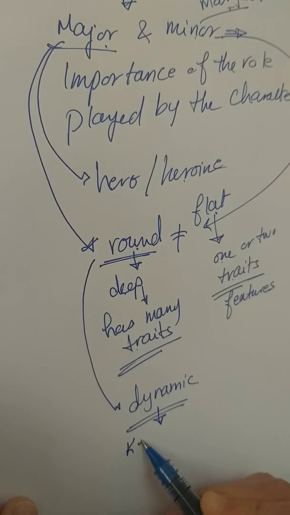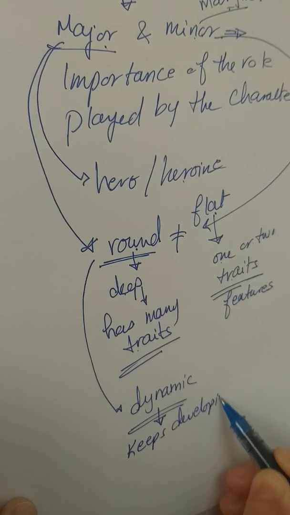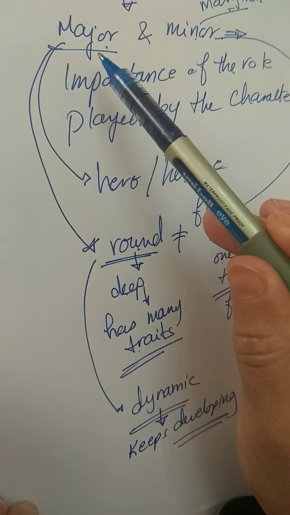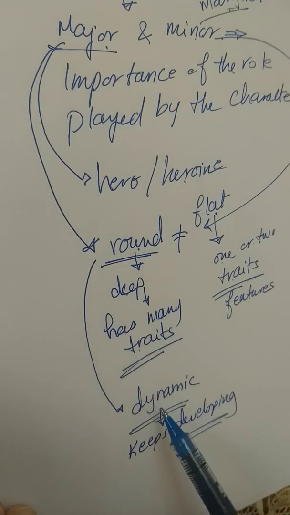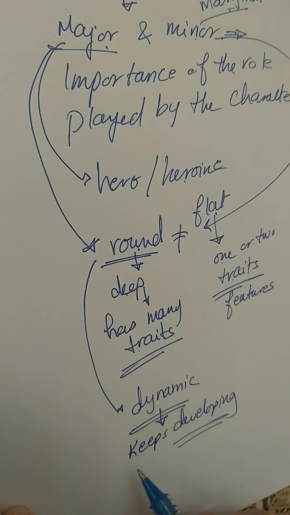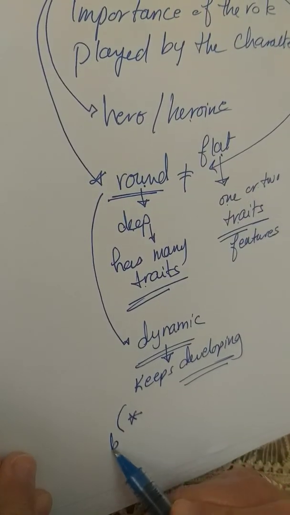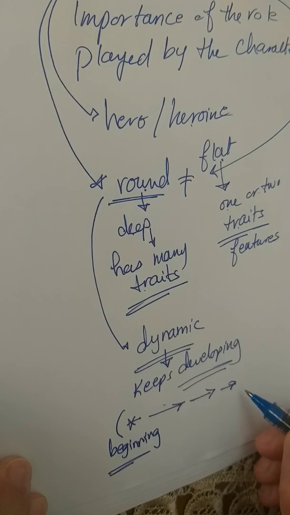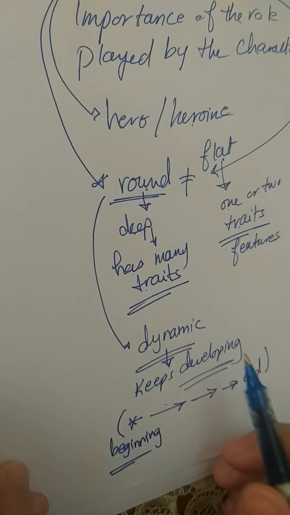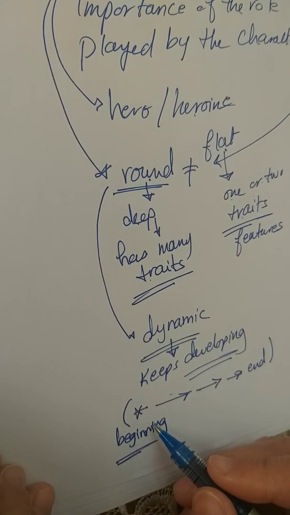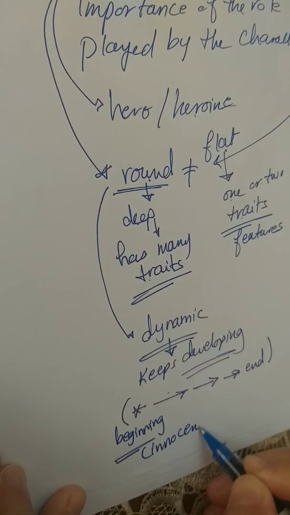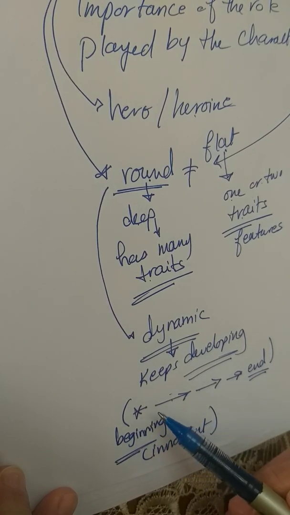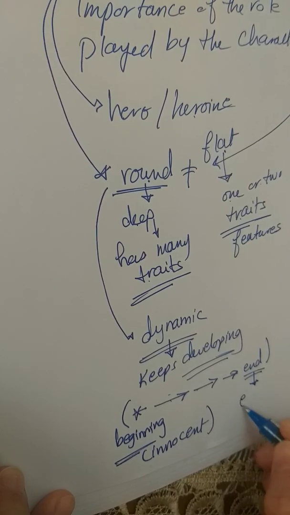Now, the round character is also a dynamic character. A dynamic character is a character who keeps developing or changing. Okay? And this development doesn't have to be to the best, it could be to the worst. The point is that the major character, who is a round character, who is a deep character, is usually a dynamic character. He or she keeps changing, which means he begins as a specific character at the beginning of the work, and he keeps developing into a more developed, a more experienced character at the end of the work. In other words, at the beginning of the work, the major character might be innocent. As he develops throughout the work or as incidents develop, at the end of the work, this major character who started as an innocent character is now an experienced character.